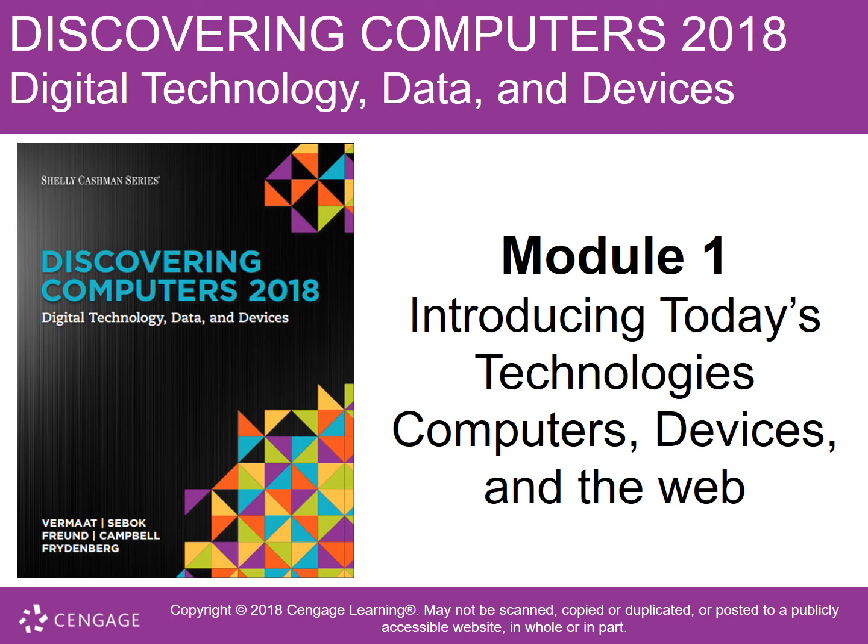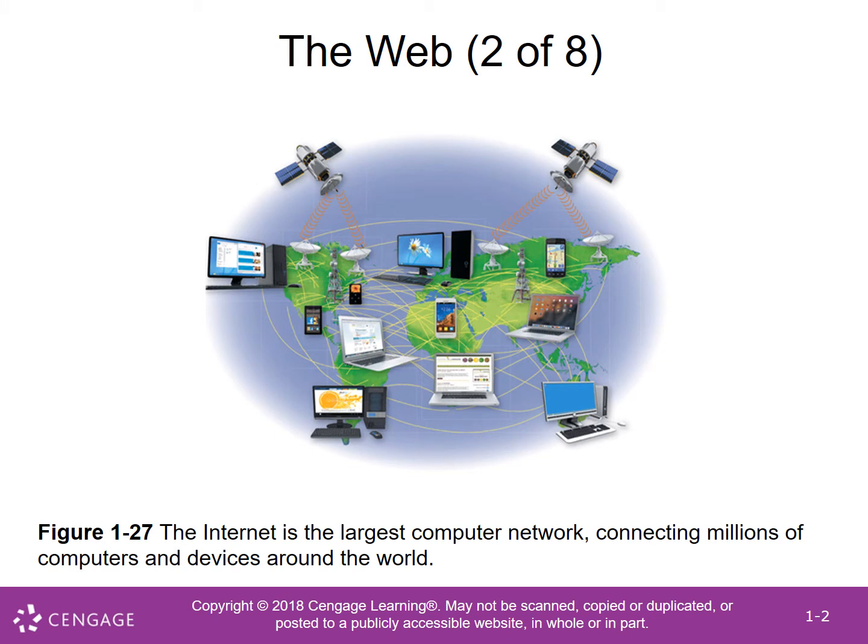So now we are in part 2 of module 1, again entitled Introducing Today's Technologies: Computers, Devices, and the Web. The internet is the way we define it: an infrastructure where computers all around the world, and nowadays even other electronic devices, are connected, right? So that's how we define the internet. This is the largest computer network. It connects, again, computers, and not only computers but also devices all around the world.